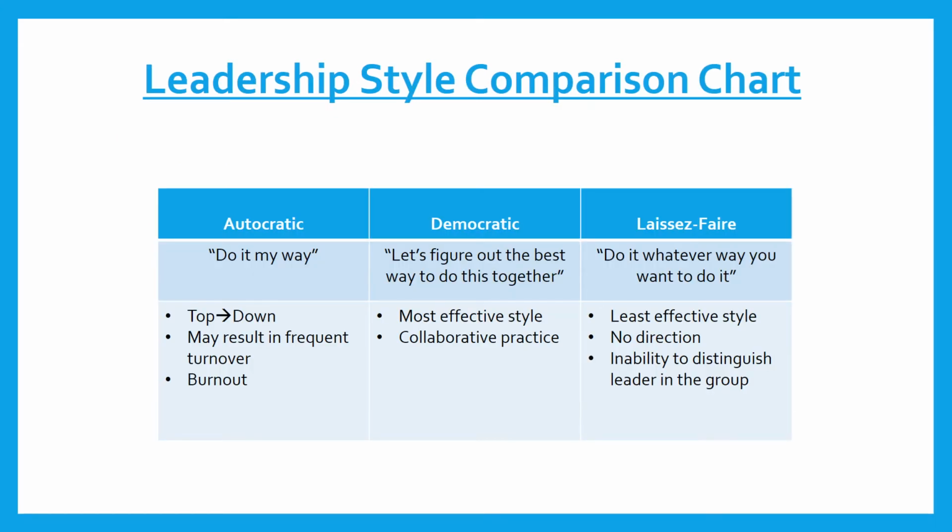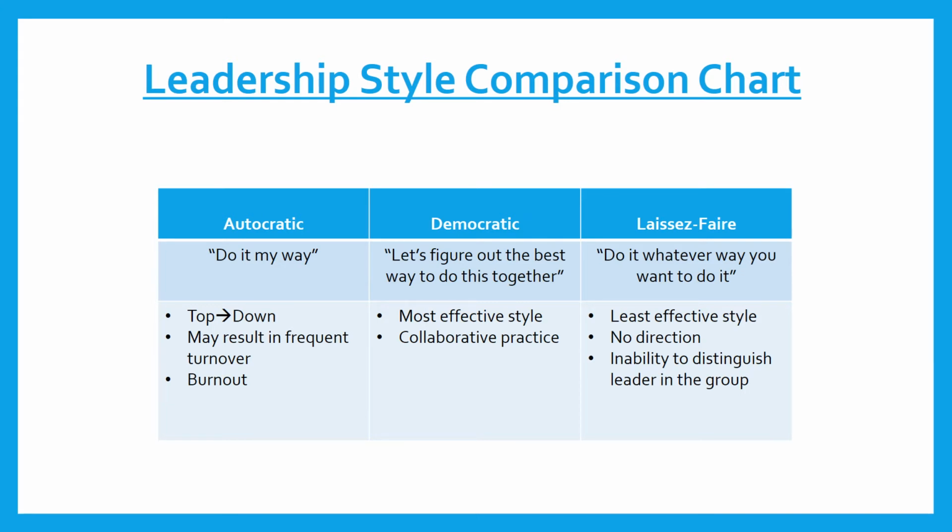To see the differences between the three of them, more so just summarized. So autocratic or authoritarian is do it my way, right? That's the top down. Frequent turnover and burnout oftentimes result because nurses feel like they don't have a say, okay? Democratic is the best. So this is where you foster teamwork and collaboration. And like it says there, let's figure out the best way to do this together. So it's the most effective style, and it's collaborative practice, which is oftentimes what we hear about.